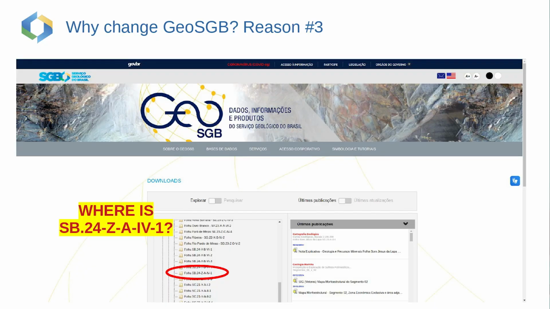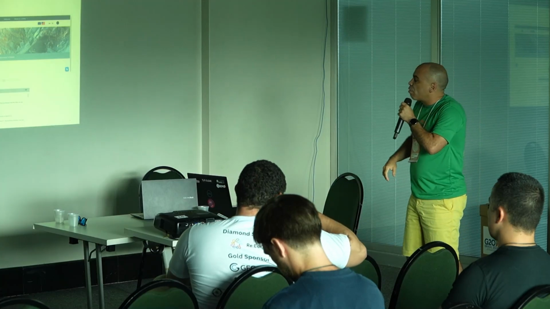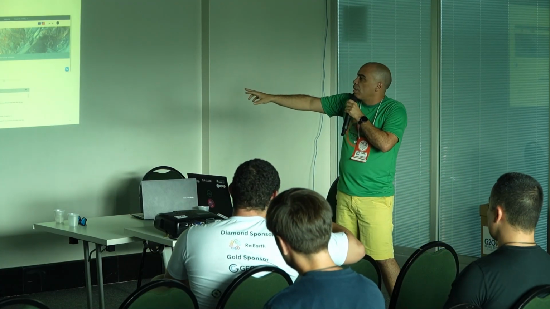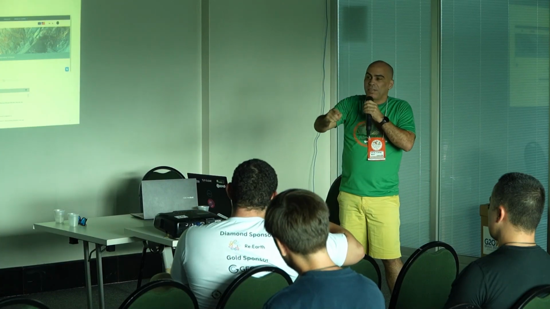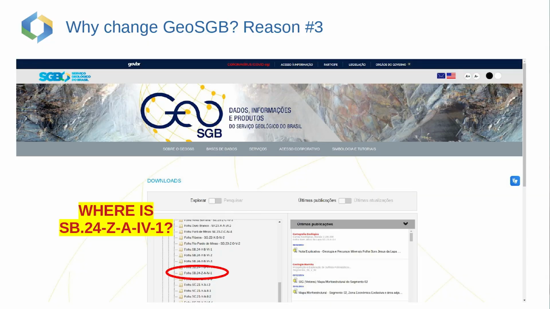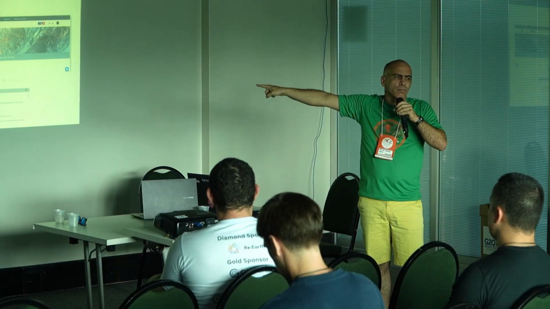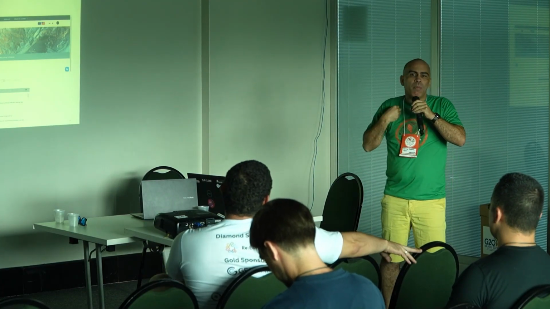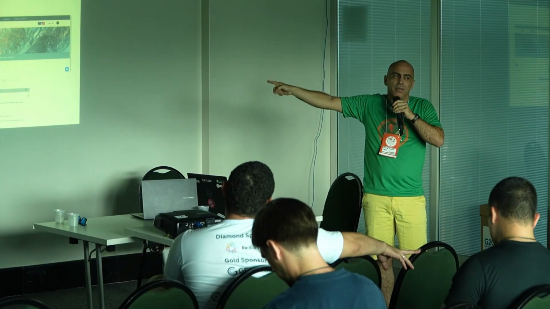Reason number three: we are GIS specialists, but I think there are no geologists here. Do you know this standard of topographic maps, SB24ZAV1? This is, I think, a 25,000 scale map for normal people. Where is it? I don't know. Even though I'm a specialist, I don't know. Where is it?